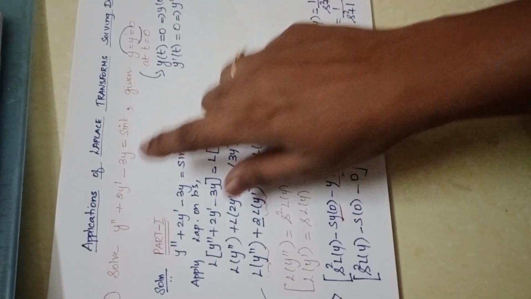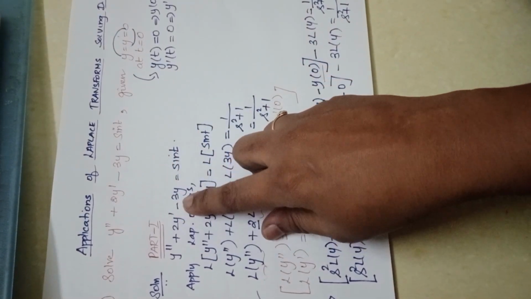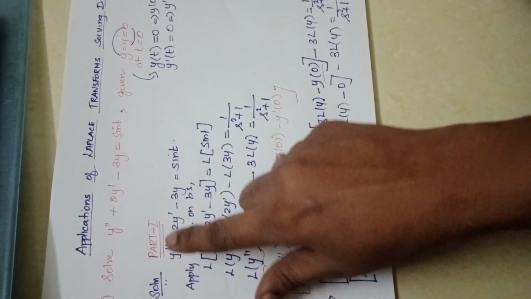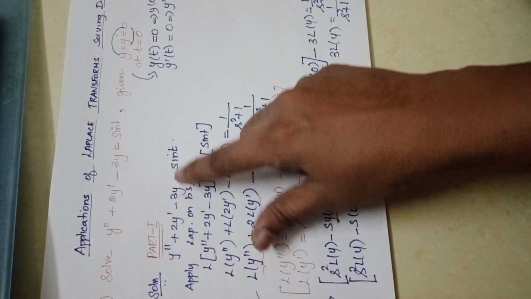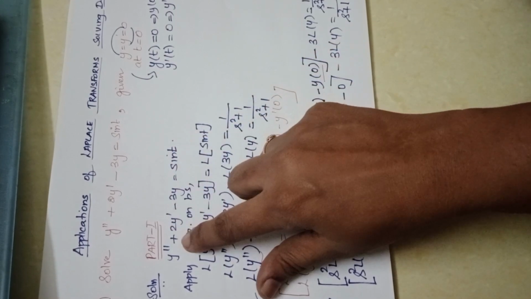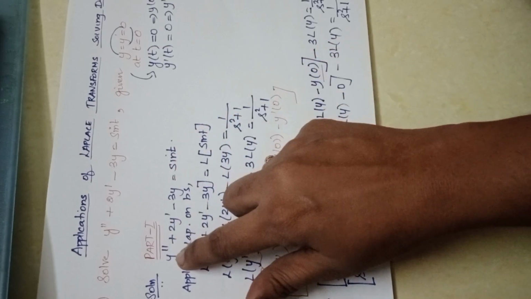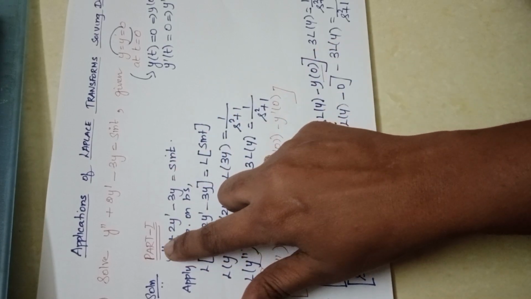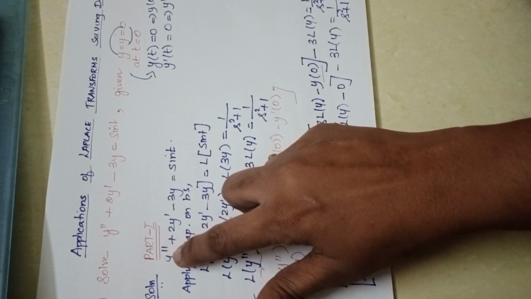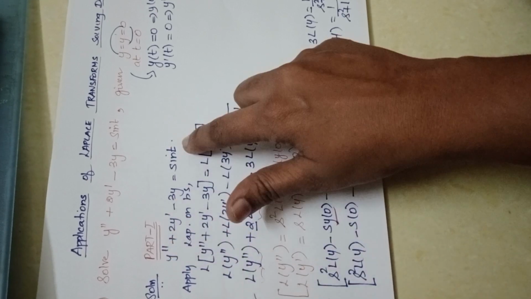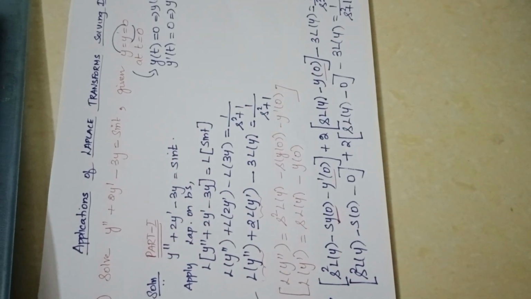So part 1, consider the given differential equation y double dash plus 2y dash minus 3y equal to sin t. We understand the problem is a second order differential equation because the derivative y double dash is a second derivative. It is the highest order. So this is defined to be a second order equation.